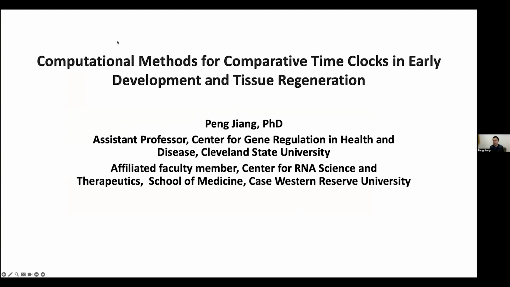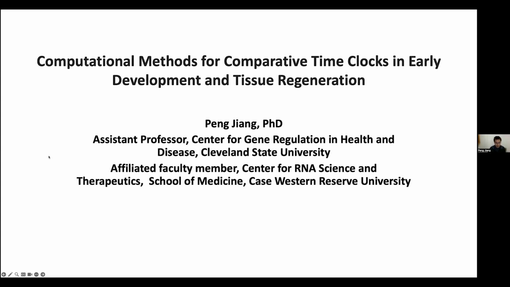So today I'm talking about computational methods for comparative time clock in early development and tissue regeneration. So basically, compared to other speakers, I'm adding more biological component for this section.